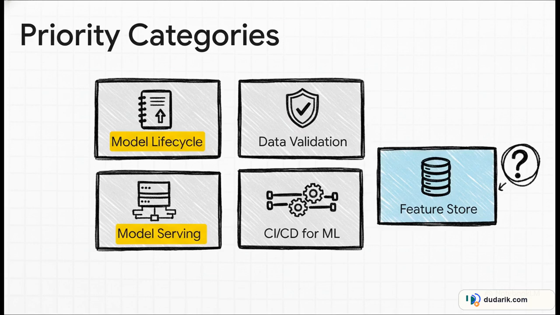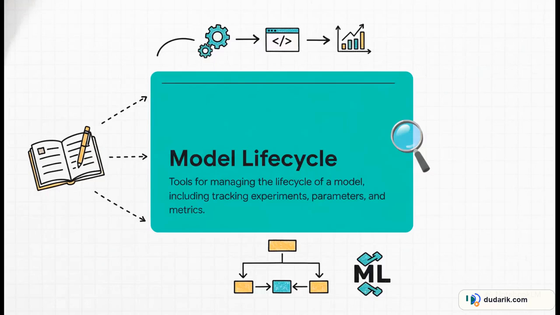Third, you need a solid way to actually serve your models to users. Fourth, you need to automate that whole process of getting a model into production. And number 5, feature stores. You only tackle that one when you have the very specific pain point it's designed to solve. Don't start there. So let's zoom in on number 1, the model lifecycle.